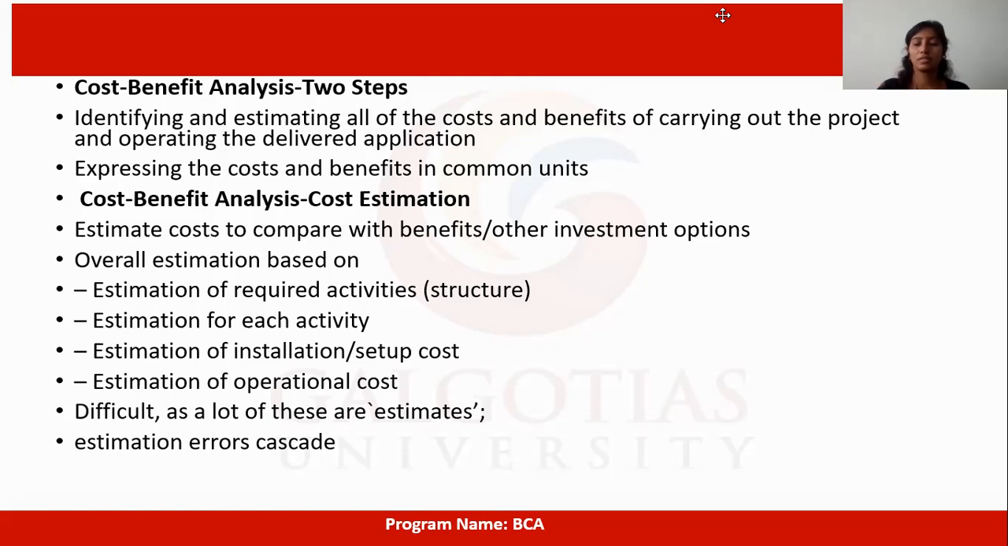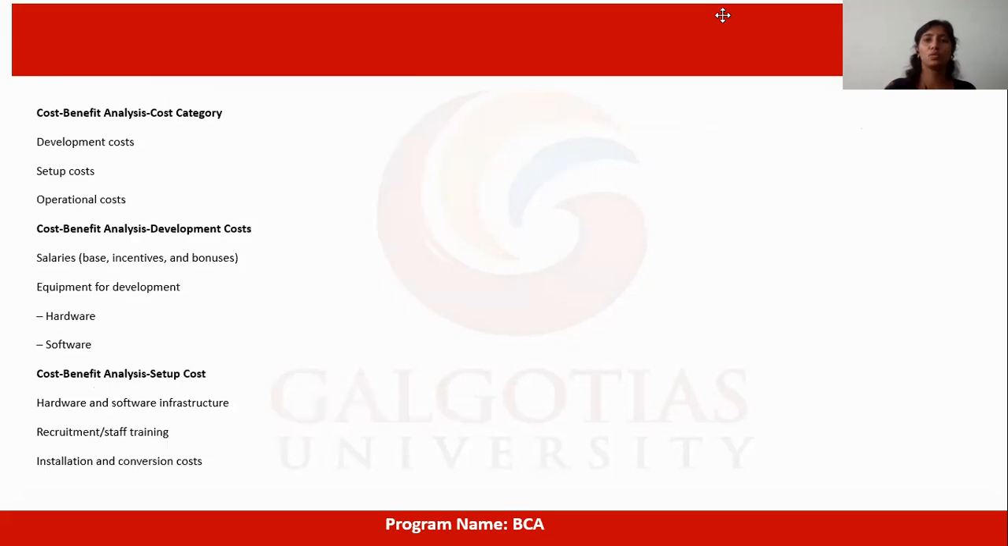Difficult, as a lot of these are estimates. Estimation errors cascade. As told earlier, this estimation is something of a drawback. What happens is that when we are not able to predetermine anything, when we are not able to tell anything definitively, then obviously it will be going into an approximate value only. So when we go to the approximate value, there are various changes that could happen between the approximate value and the real value.